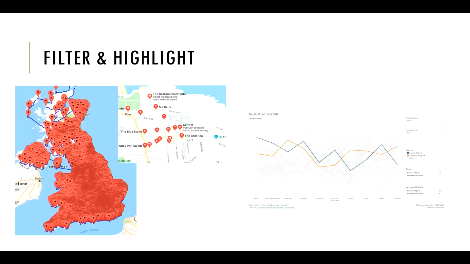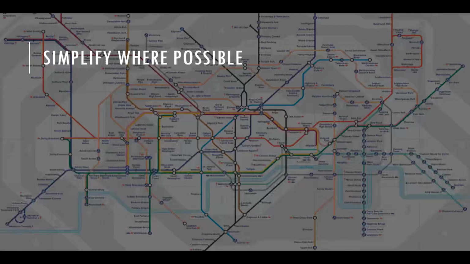If you can't filter, then you can highlight. So in this second section here, you've got a couple of points that are important that have been shown in bold. You can also do small multiples. You can have multiple visualizations showing lots of different things.